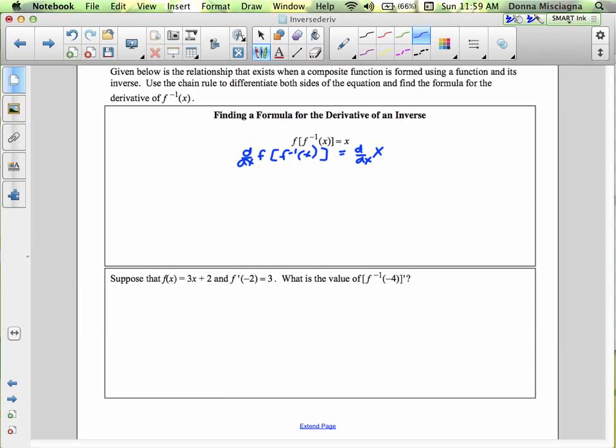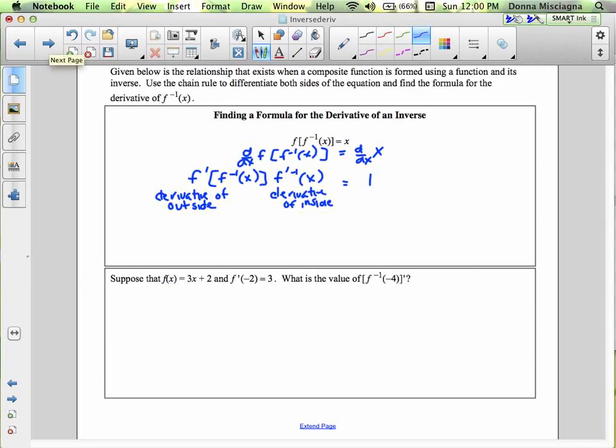The derivative of the outside would be f prime of f inverse of x. So this is the derivative of the outside. And now the derivative of the inside would be, and I always have a hard time figuring out which one's going to go where, I may switch them, f prime of inverse of x is the derivative of the inside. And of course the derivative of x is 1.